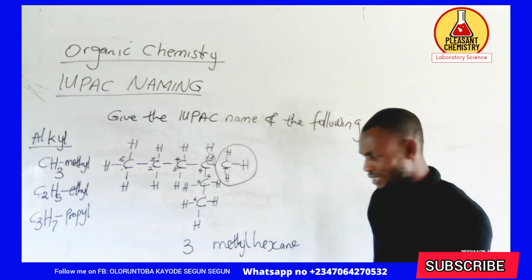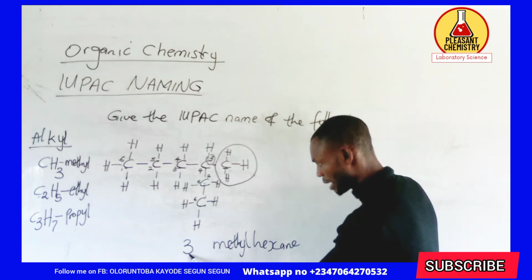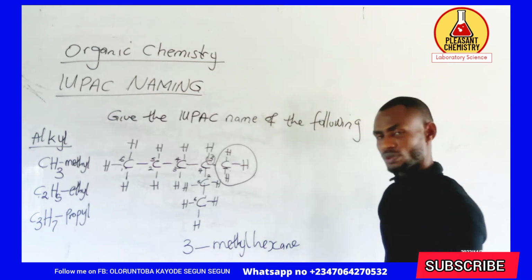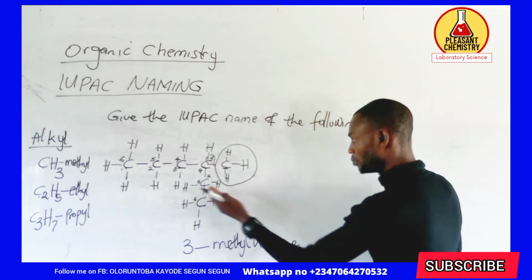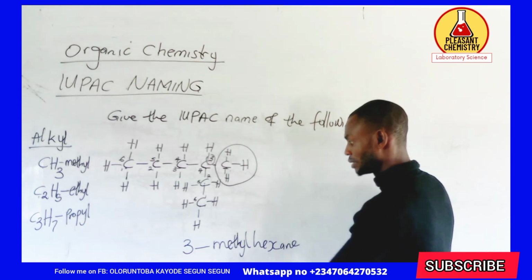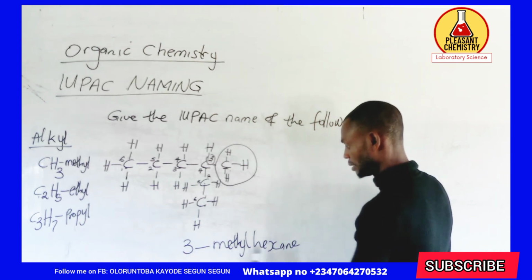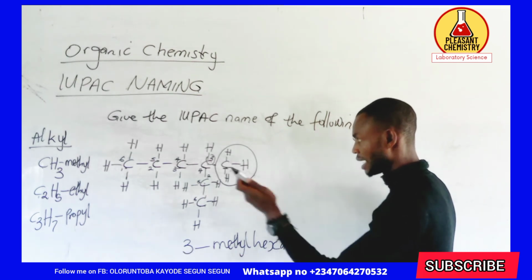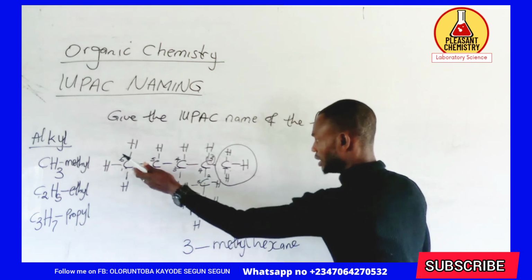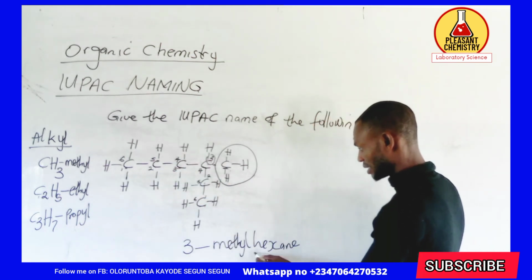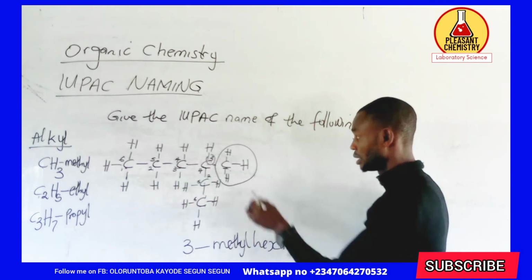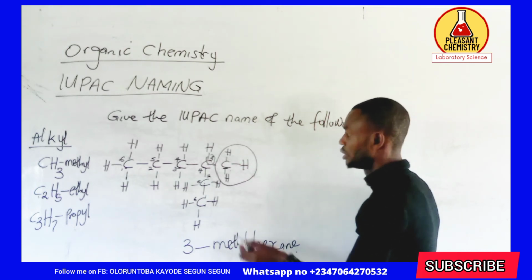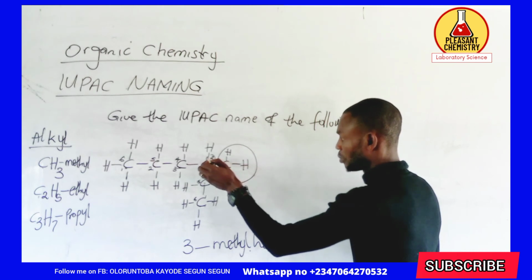Then another rule says that when you have a number and a letter, you use a dash. So the name of this compound is 3-methylhexane. I repeat again, the longest carbon chain here when we count is hexane, and that is the parent name. This methyl is an attachment, that's why we call it methyl, and this attachment falls on carbon number 3.